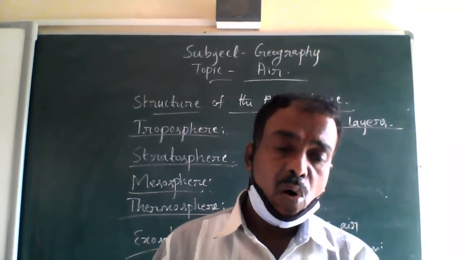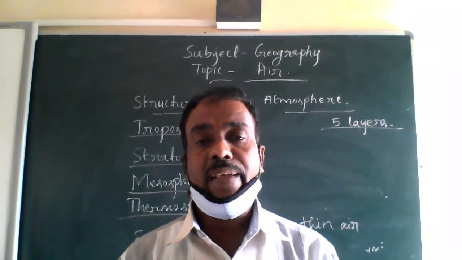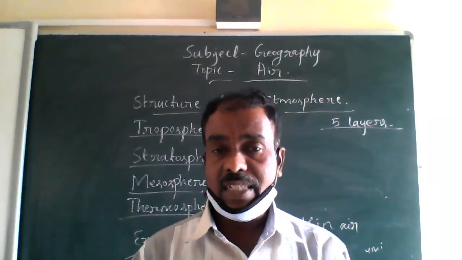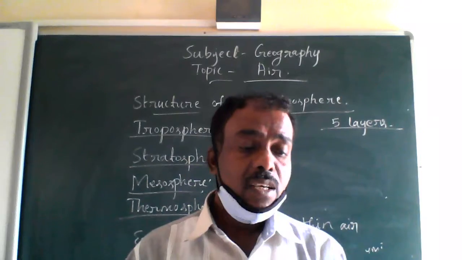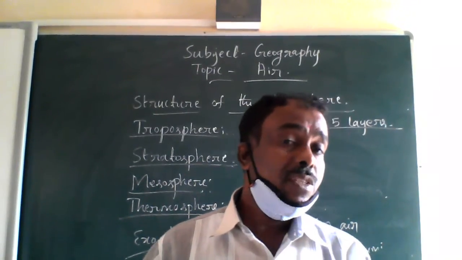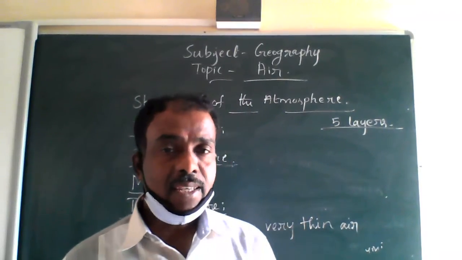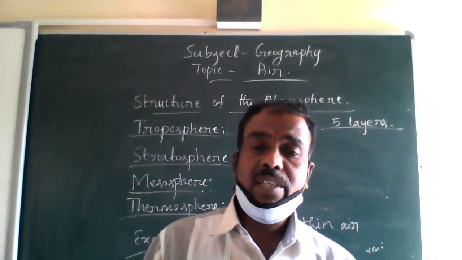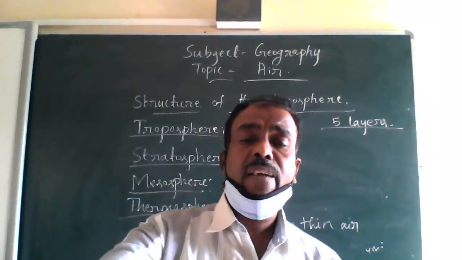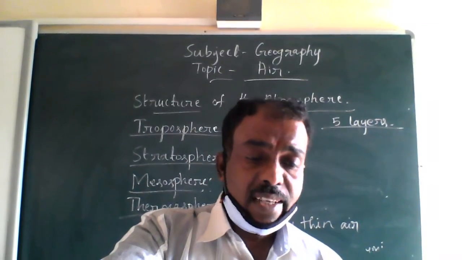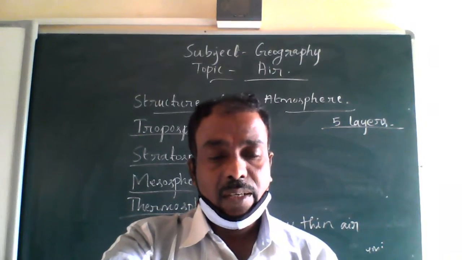Almost all the weather phenomena like rainfall, fog, and hailstorm occur in this layer. That means the troposphere supports different life forms such as natural vegetation, wildlife, and other living organisms. And the second one is the stratosphere.